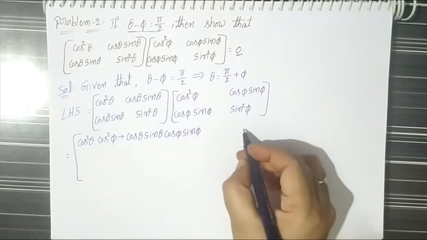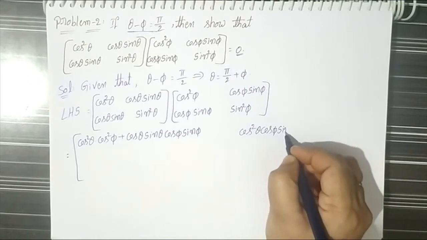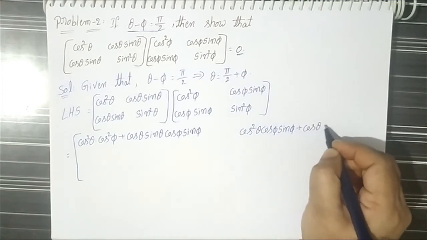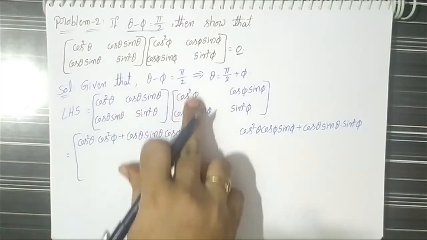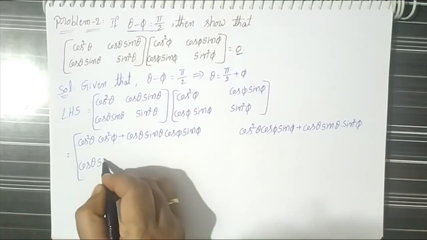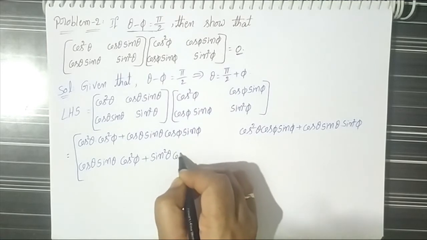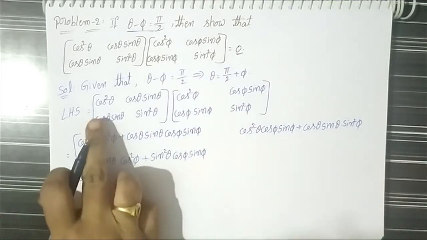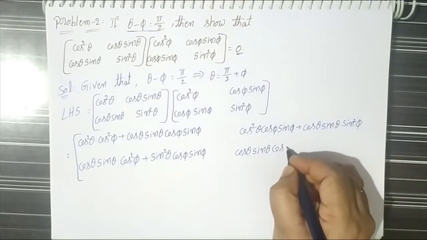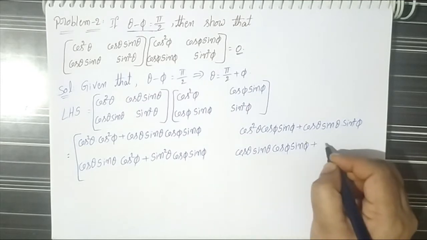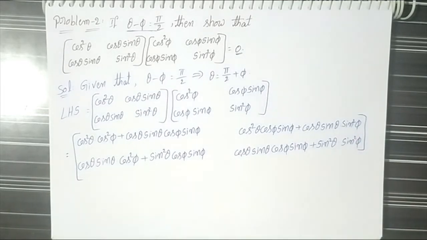Similarly, first row with second column: cos square theta into cos phi sin phi plus cos theta sin theta into sin square phi. Second row, first column: cos theta sin theta into cos square phi plus sin square theta into cos phi sin phi. Second row, second column: cos theta sin theta into cos phi sin phi plus sin square theta into sin square phi. This is our multiplied matrix.